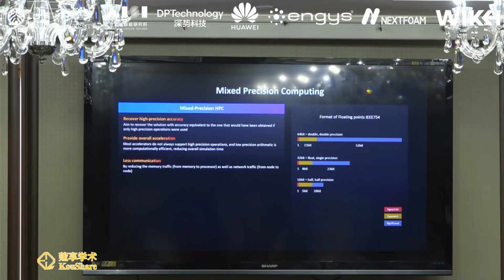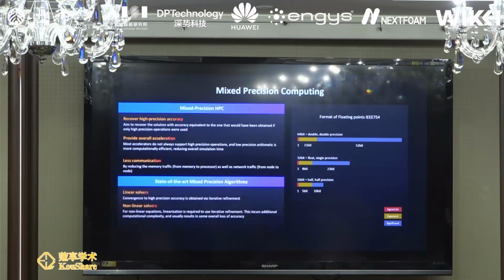And you're having less communication. So if you're looking at large-scale simulation, the more work that you're doing in low precision, the less data you have to communicate between nodes, for example. And so you're also gaining some time by reducing the overall memory there.